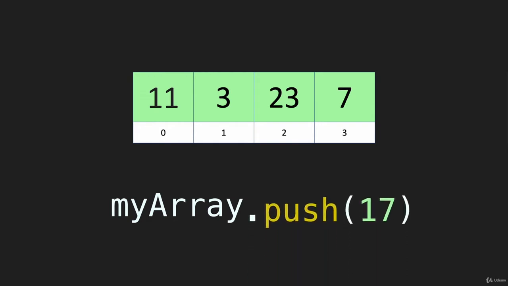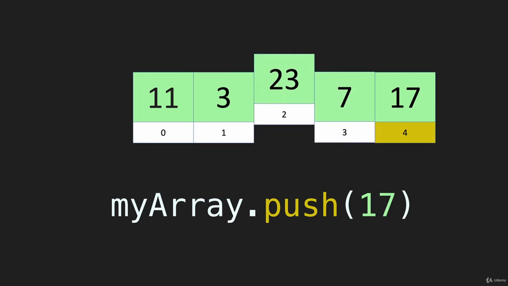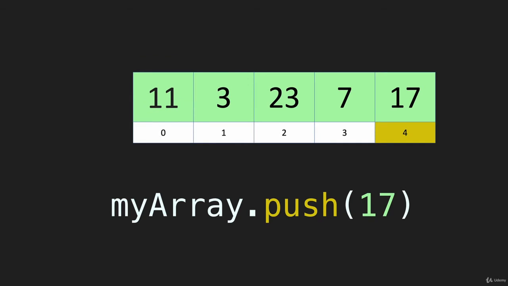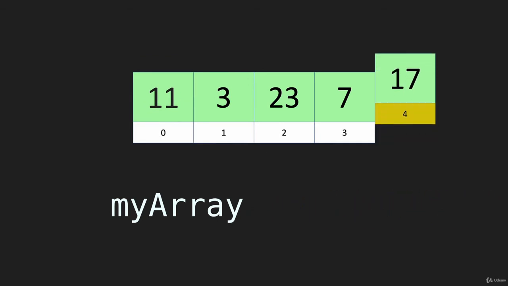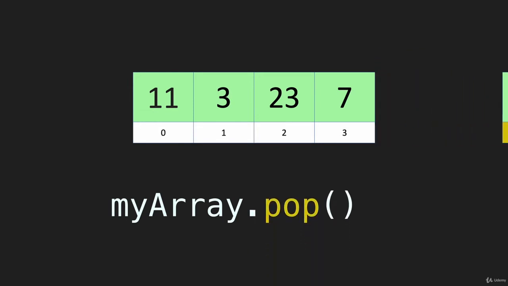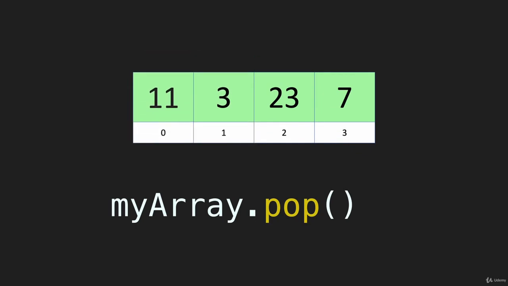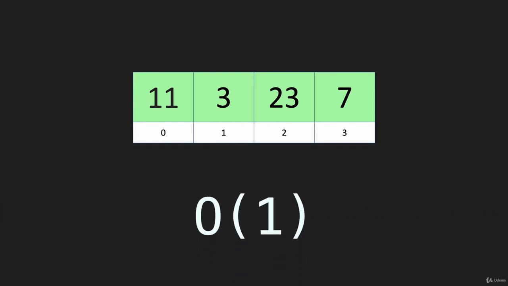And then we're going to push an item onto the end. So myArray.push is going to push this number 17 onto the end with that index of 4. The important thing here, though, is that we do not have to reindex this or this or this all the way down to the beginning. Likewise, when we remove this item with a pop, we don't have to reindex anything. And because of that, push and pop are both O of 1 operations.